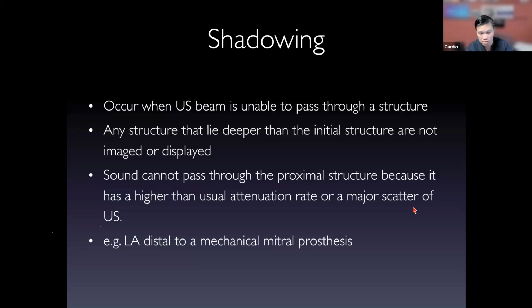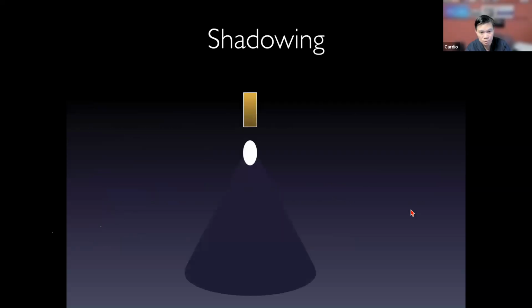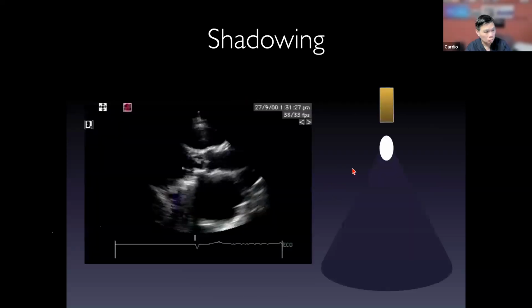Like you have seen in my last example, and this is actually what you will see, right? So you have a mechanical valve in the mitral position, and then you can see when the valve closes, it causes a comet tail as well as shadowing. This is a problem because if you have mitral regurgitation here, you'll be missing it. But if you have mitral regurgitation that goes further than that, for example here, then you will be able to see it.